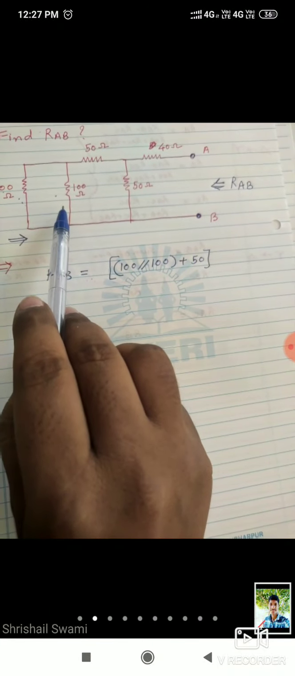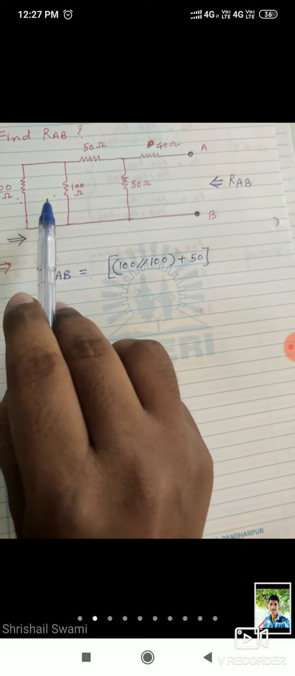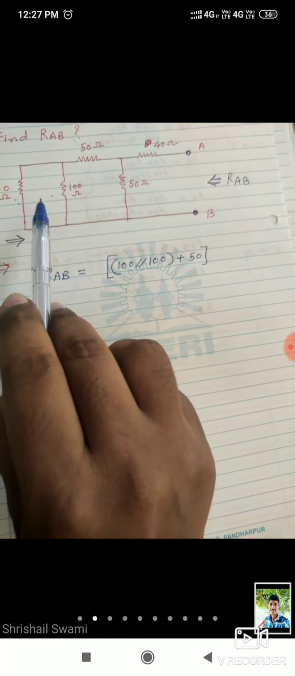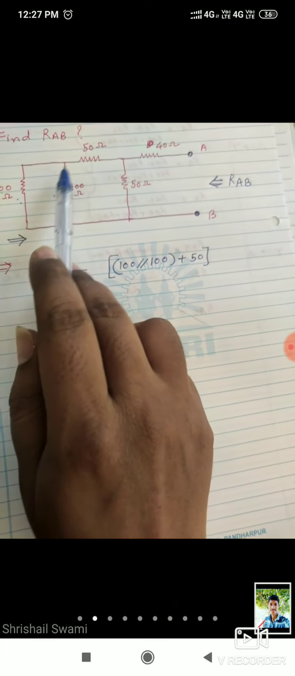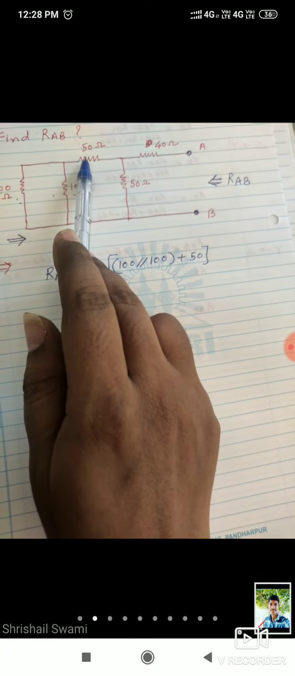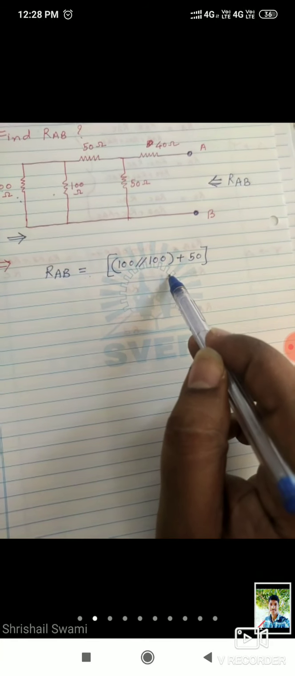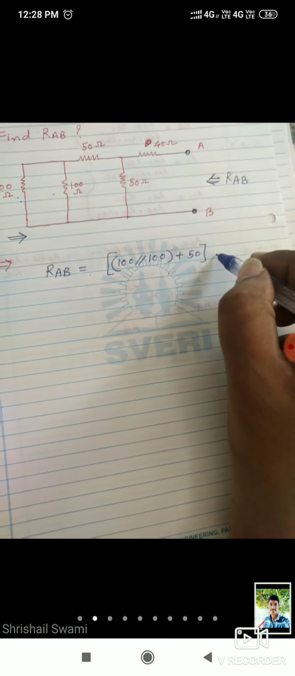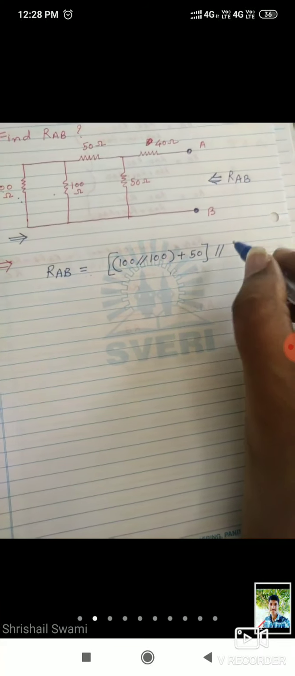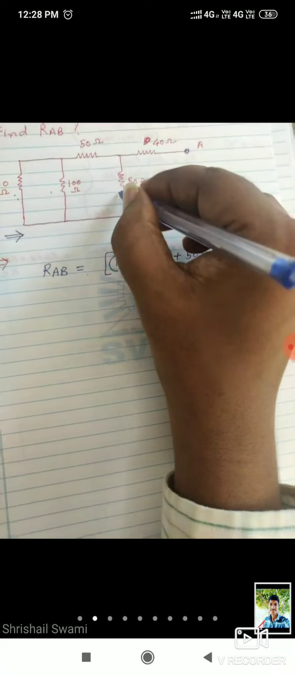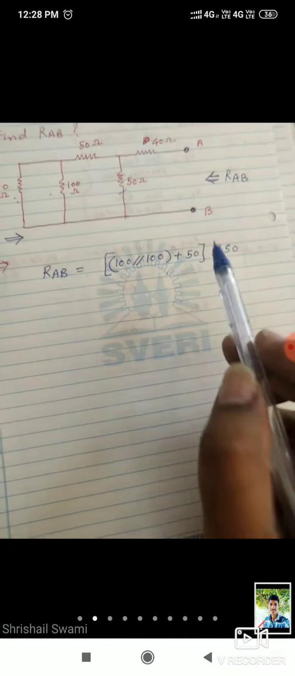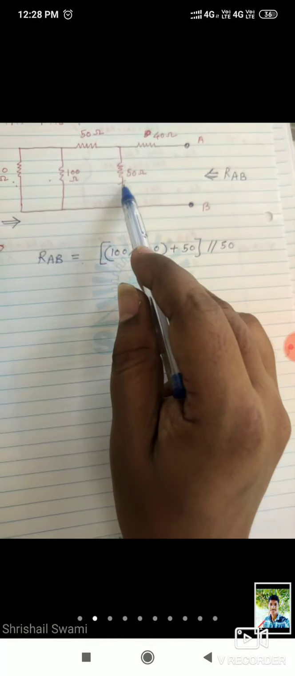Okay, so these two resistors are connected in parallel, and that parallel combination will give the answer. And that resistor is connected in series with this 50. That's why addition is taken, 50. Okay, now next, that total is in parallel with this 50. Okay, whatever answer you are getting, that is in parallel with this 50, because the current will get divided.